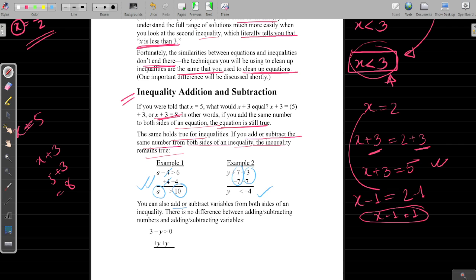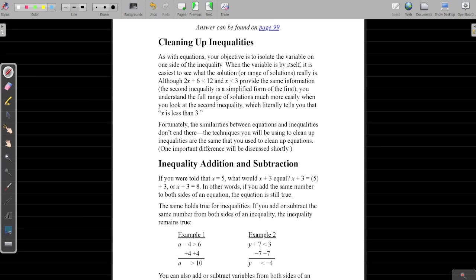You can also add or subtract a variable from both sides of the inequality. There is no difference between adding or subtracting a number or a variable. So they have given the same thing. You can subtract the number as well as the variable. Look at this. Here you are subtracting the variable. Here you are adding a variable. So this y and y will cancel. Here 3 greater than, and 0 plus y means y. So these are actually the same thing. Now we are going to the next page.